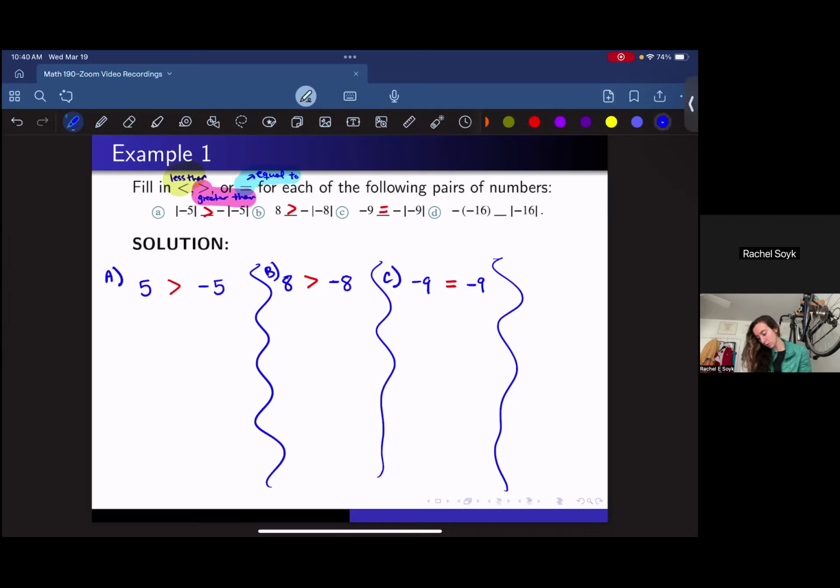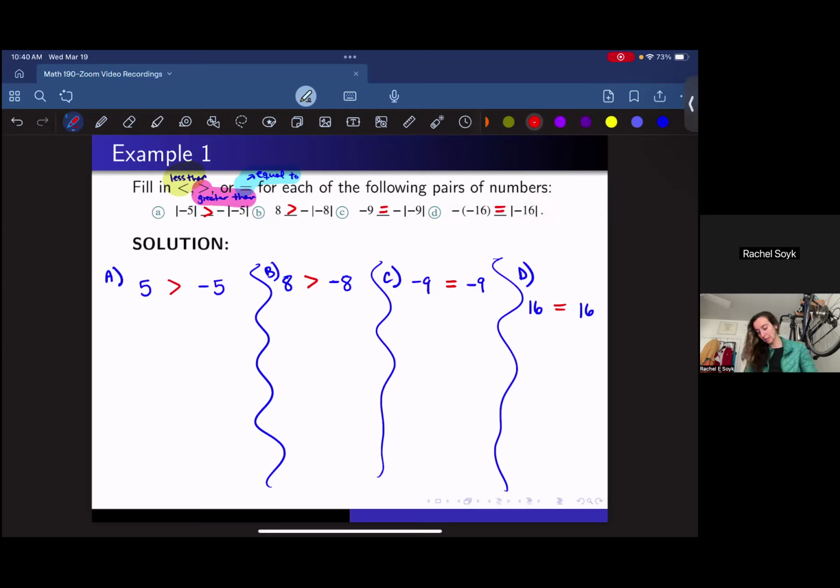And then finally, we're on part D. That left-hand side, we have -16 in parentheses multiplied by a negative. Negative times a negative gives you a +16. And then on that right-hand side, the absolute value of -16 is also +16. So the relationship is the fact that they are indeed equal to one another. And we're done.